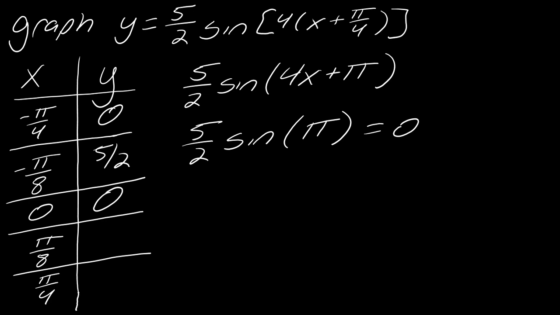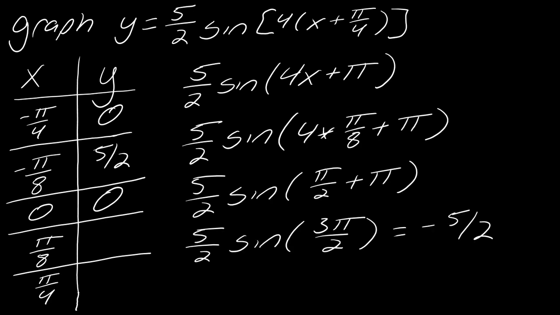I'll just flash up the work here to save time in the video. So when I plug in pi over 8, this will simplify to pi over 2 plus pi, so I just get sine of 3 pi over 2. That's negative 1 times 5 over 2, so this just equals negative 5 over 2.